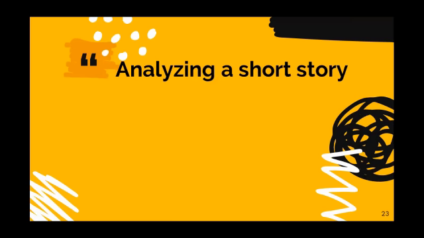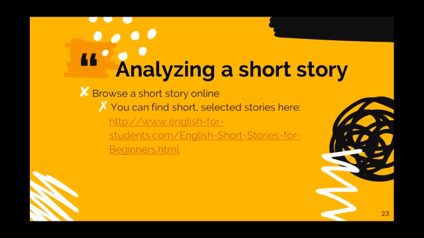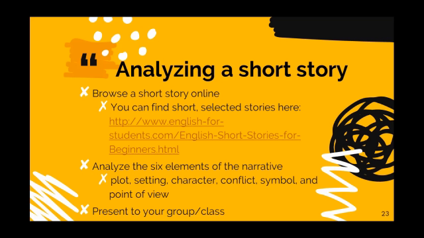Activity: analyzing a short story. Browse a short story online. You can find, for example, selected short stories from www.englishforstudents.com. Analyze the 6 elements of the narrative, including the plot, setting, character, conflict, symbols, and point of view. Then present your findings to your group or your class.